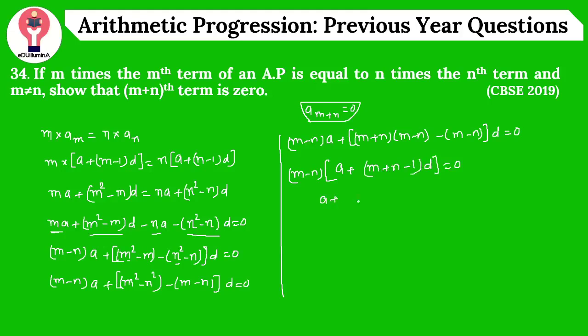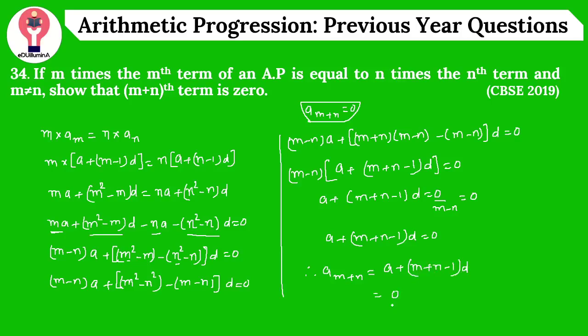So from here a plus m plus n minus 1 into d is equal to 0 upon m minus n, which is equal to 0. So therefore a plus m plus n minus 1 into d is equal to 0. Now we want to show that the (m plus n)-th term is 0. So therefore a_(m+n) is equal to a plus m plus n minus 1 into d, and its value is 0, which we have proved above. So therefore the (m plus n)-th term is 0.